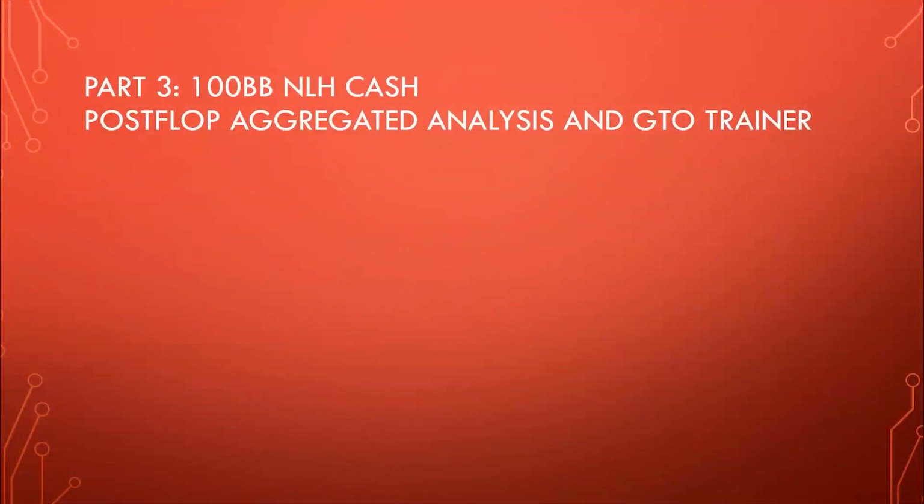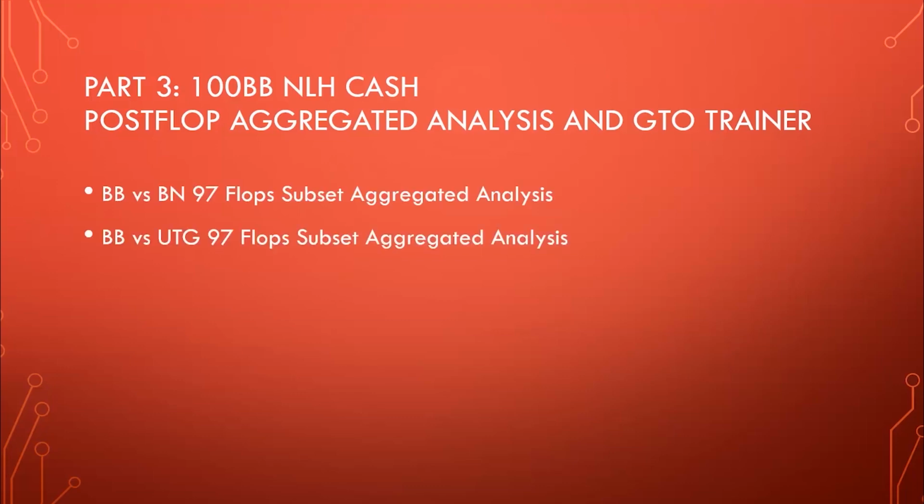The third part of this video series will be 100 big blinds no limit hold'em cash. For this, we'll be generating an aggregated report analysis from a big blind versus button and big blind versus under the gun 97 flop subset. We'll aggregate the data and show you how you can also take advantage of all of these features, such as aggregated reports, analysis. I think this is something that is really important.